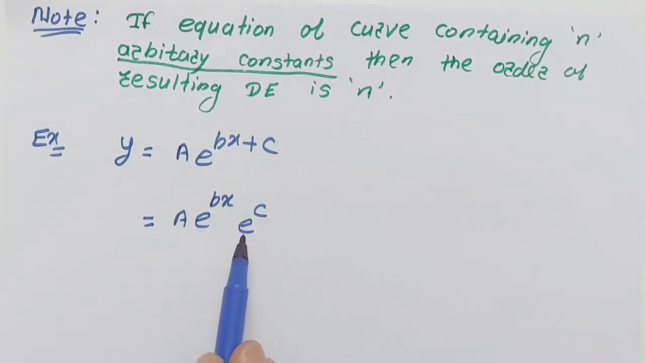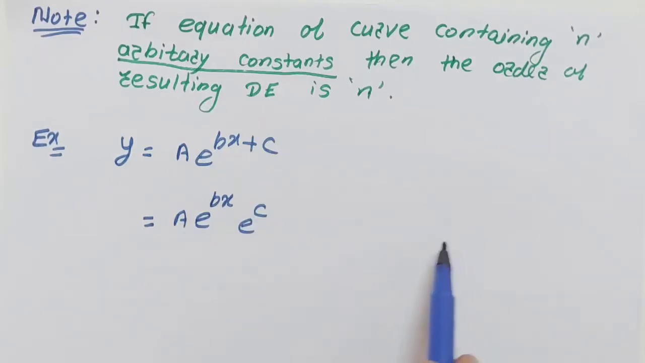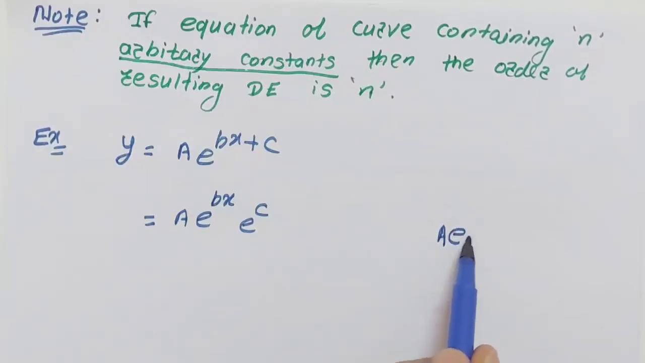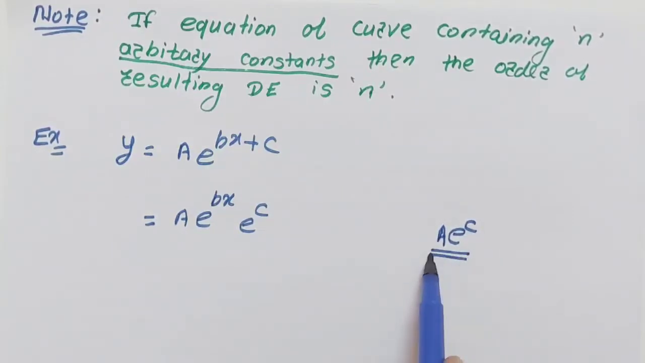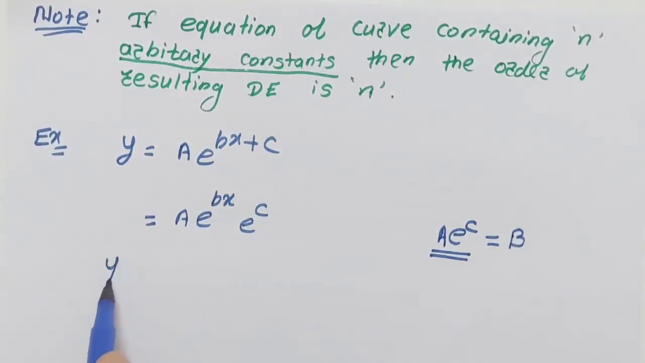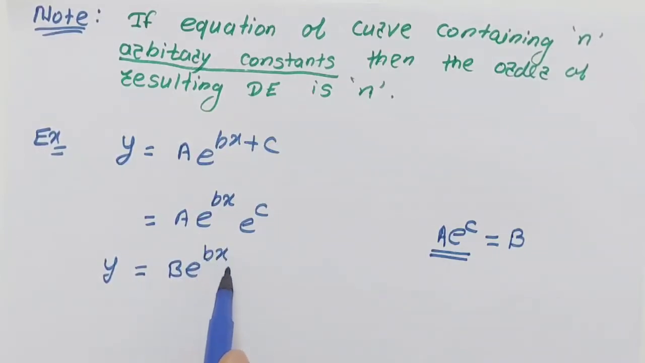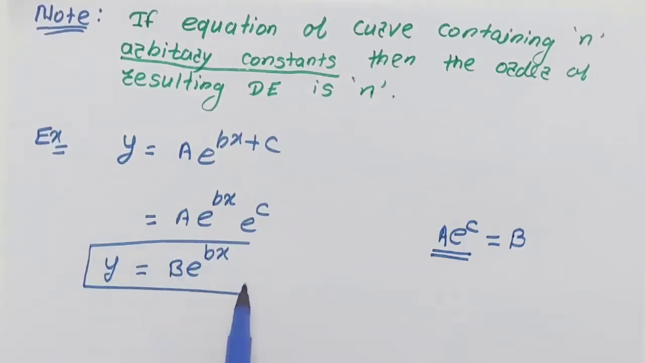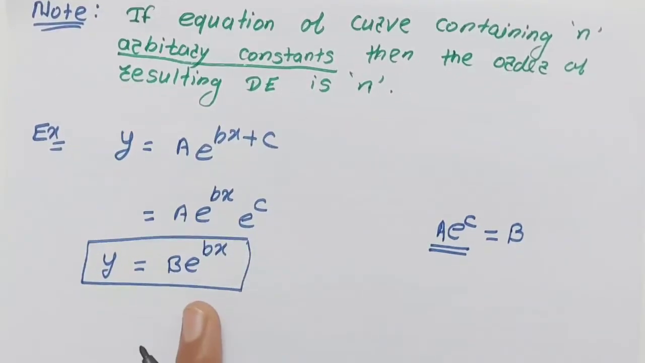c is a constant, so e raised to power c is a new constant, and this constant is multiplied by a. That means a is a constant, e raised to power c is a constant. Instead of this product of constants, we can write a new constant. Suppose it is capital B. So here y is equal to B e raised to power bx. Now, how many constants does this new equation contain? 2 constants. So capital B and small b are the arbitrary constants.